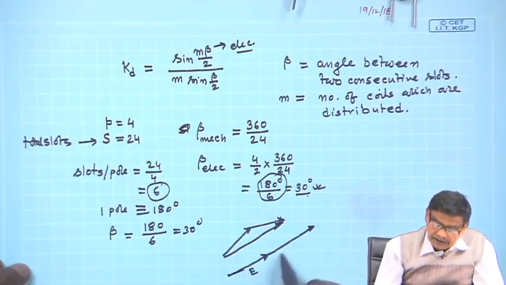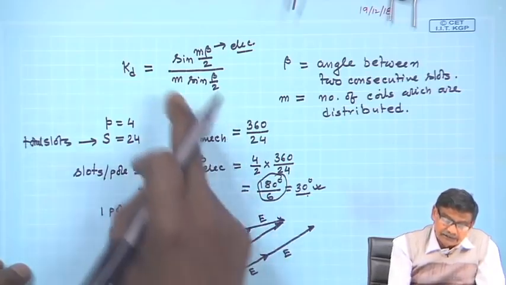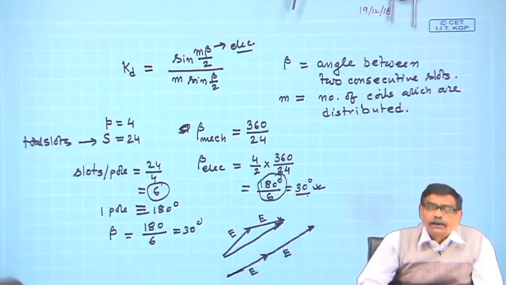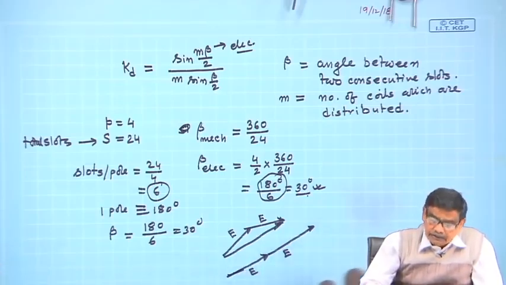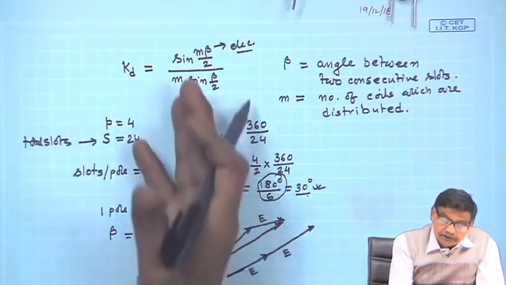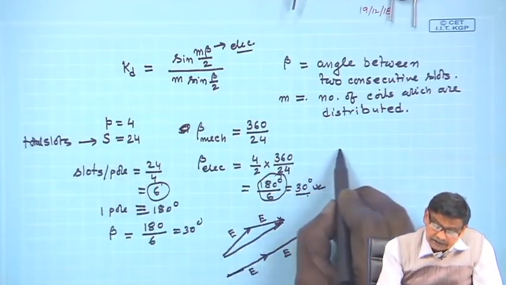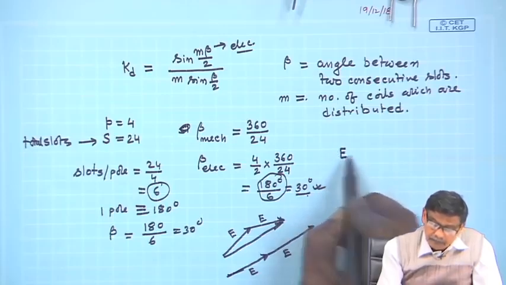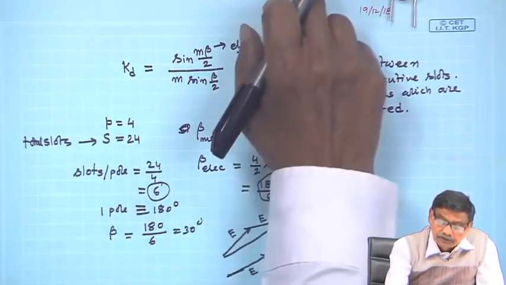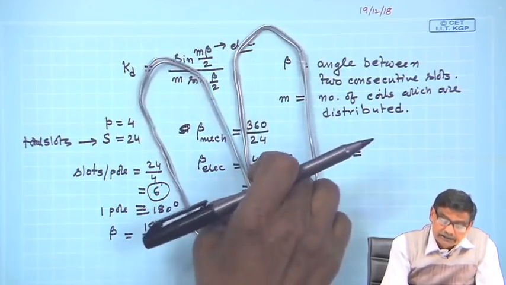Each one is E, here also E. But what this K D is telling you, that you calculate as if the coils were not distributed, whatever is the voltage, that you simply then multiply by K D if it is distributed to get the RMS voltage. That is the thing. So, RMS voltage induced in a coil groups. So, these are called coil groups, one group, another.